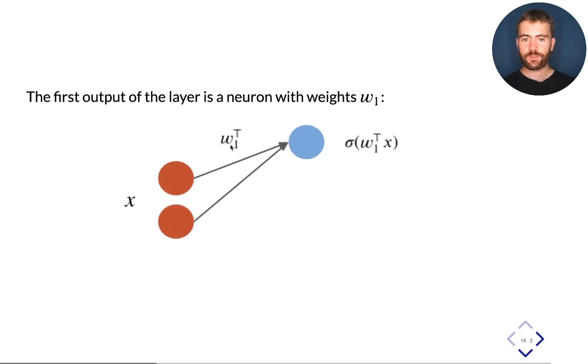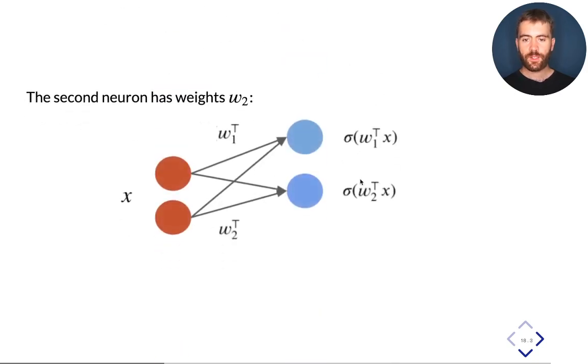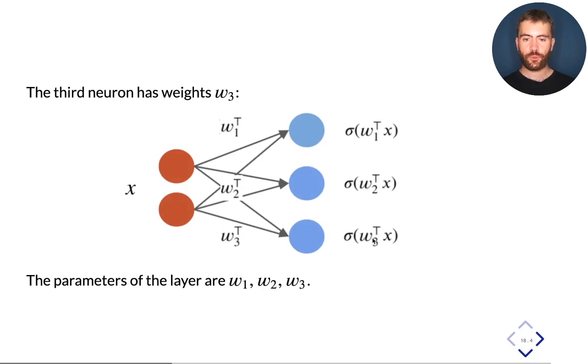We can visualize it as follows. Here our input is x, and in this example it is two-dimensional. This neuron has a weight w1, which is also two-dimensional. It multiplies the input coming in via these two arrows. Then these get summed, and the output is given by sigma. We have the same thing for the second neuron and for the third neuron as well. In this layer, we have the following weights: w1, w2, w3.